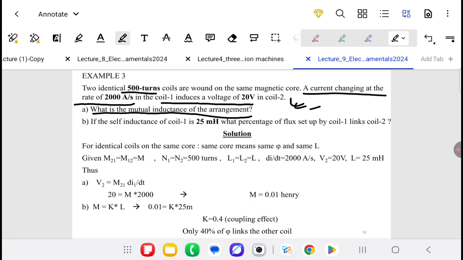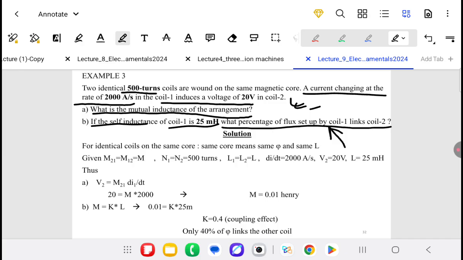We need to get M, which is K root L1 L2. And also, if the self-inductance of coil 1 or coil 2 equals 25 millihenry, what will be the percentage of flux supplied by coil 1 linked to coil 2? This depends upon the configuration and the coupling between the two coils.